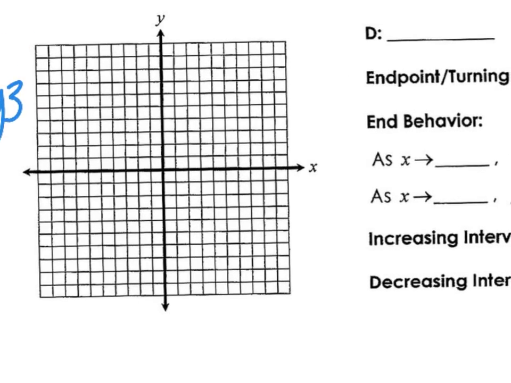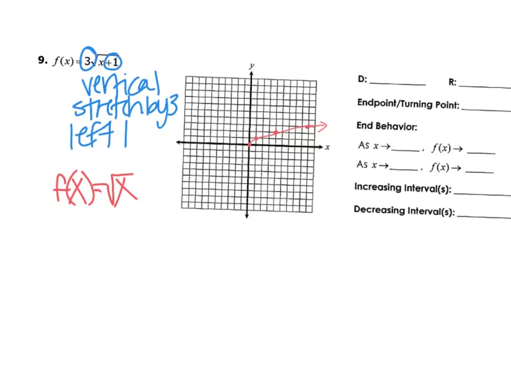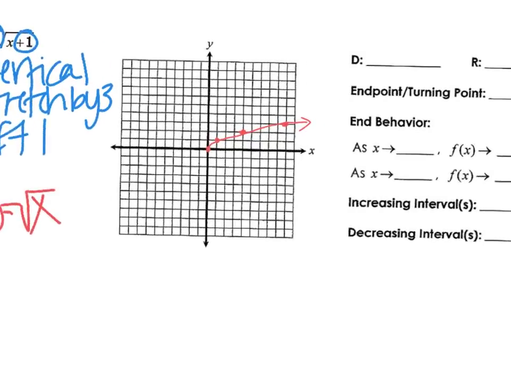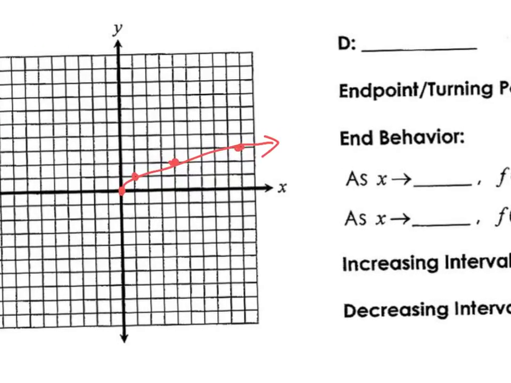All right, we've got 0, 0, 1, 1, 4, 2, and then 9, 3. There's our parent function. And then we know that our transformations are going to tell us we need to have a vertical stretch by 3 and left 1. So what this means is we're going to take every point and move it to the left 1. A vertical stretch of 0 is still 0. So that stays at 0. We don't go up at all.